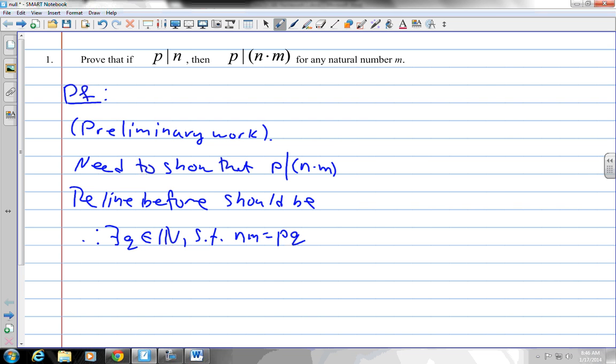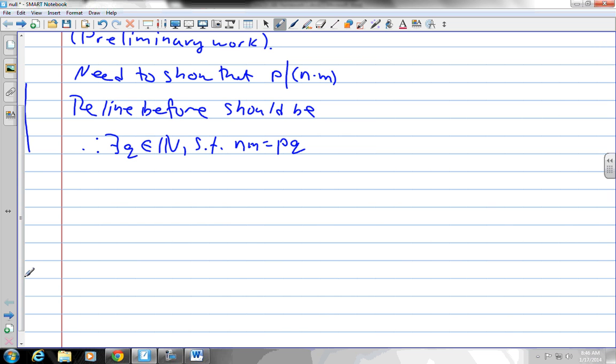That's what you want. Okay, well now let's see what is given to us. What do we have? Yeah, so we know that P divides N. So let's try to think about that. So since P divides N, what does that mean? Yeah. So then there exists natural number Q, so that N equals PQ, right?